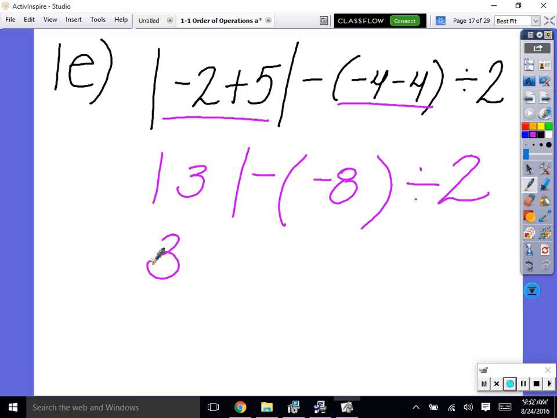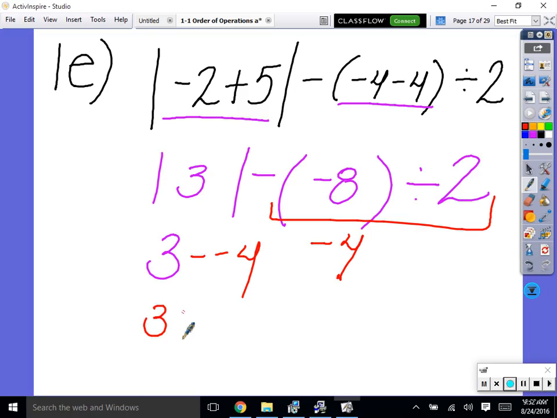Dear Aunt Sally, subtraction's last. So I'm grouping these two because division comes first. What's negative 8 divided by 2? Negative 4, right? So aren't we subtracting negative 4? Do you understand why it's subtract negative 4? So minus negative 4. So we have 3 minus negative 4, which is really 3 plus 4, which is 7.